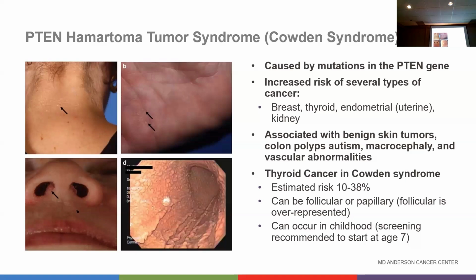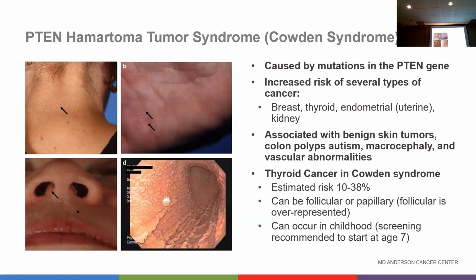We can see these little spots on the palms of the hands or soles of the feet. And then we can see these growths on the mucosa or the mucous membranes. We also, in this particular condition, can see family members who have autism or developmental delay sometimes. And we also tend to see a larger than average head size, which is one of the hallmark features of this condition.